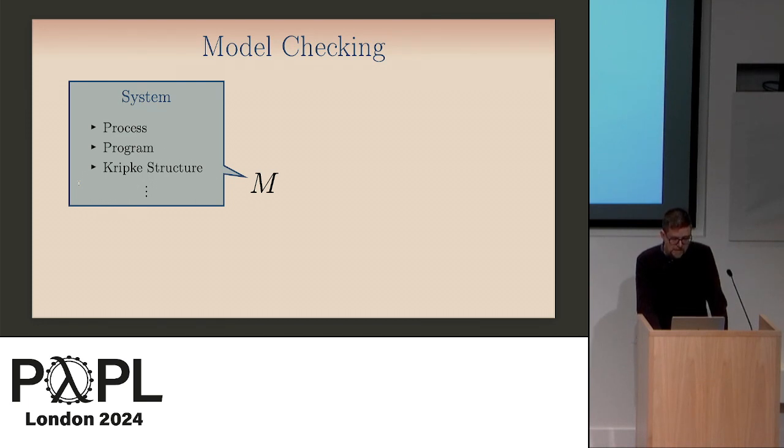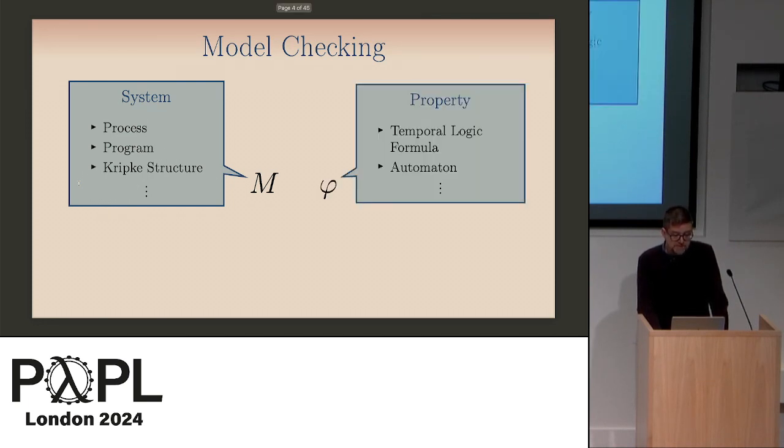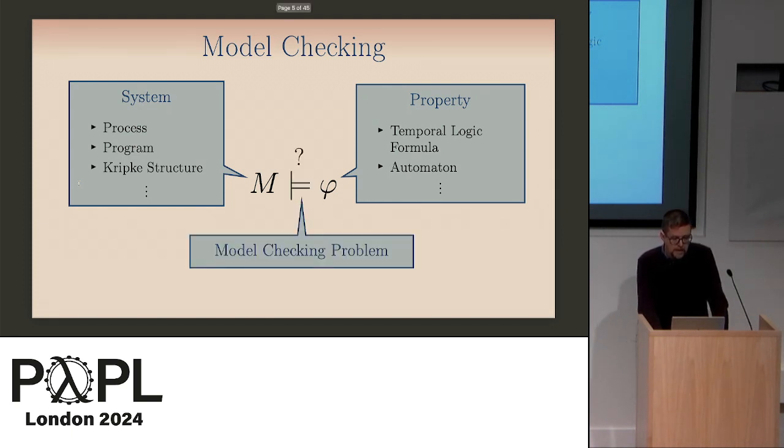And together with M, you also have a specification phi, which can be a formula in temporal or modal logic, or even an automaton itself. And once you have M and phi, you can ask yourself whether M is a structure satisfying the specification phi in a logical sense. And this is the model checking problem. And for various forms of systems and properties, this problem has different natures. And sometimes it's decidable, sometimes it's efficiently decidable, sometimes it's even undecidable.